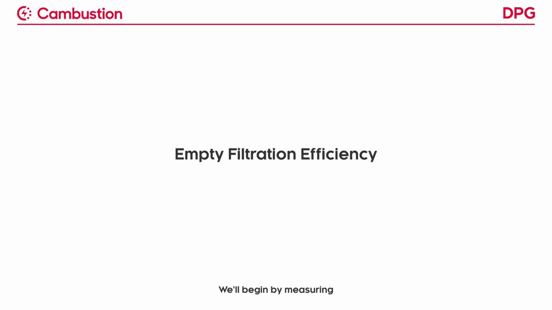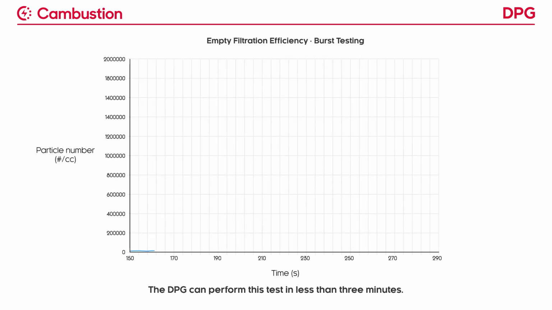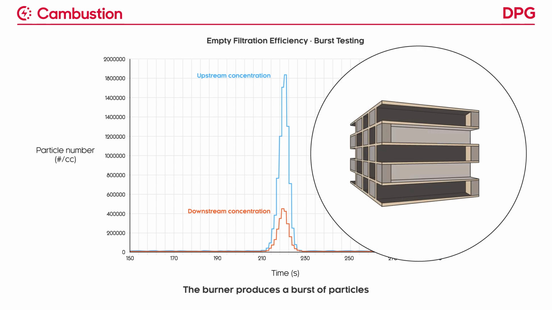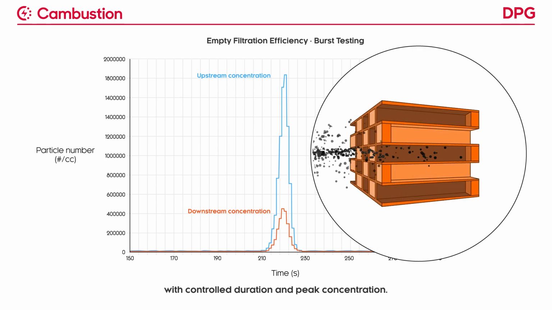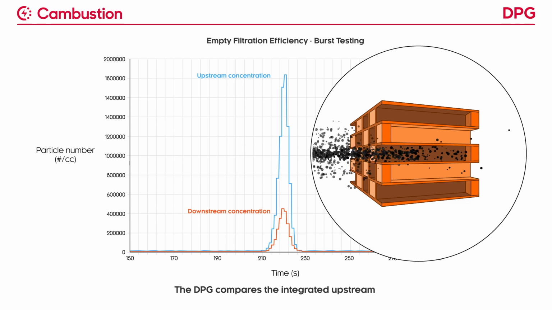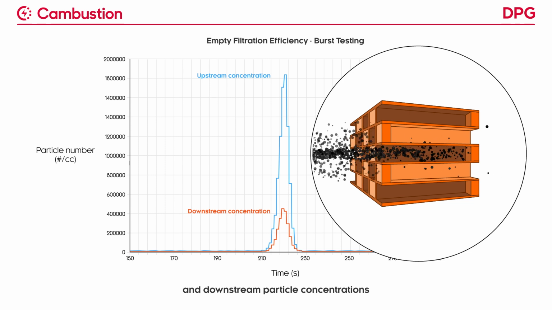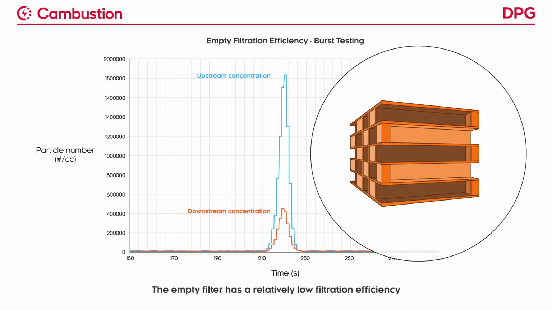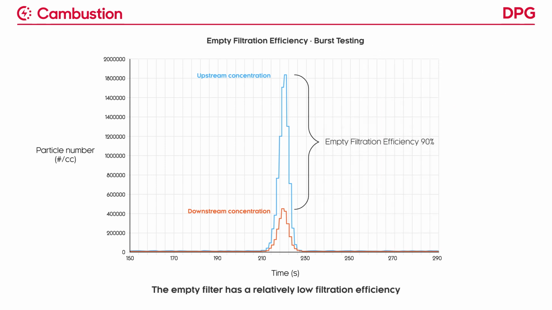We'll begin by measuring the empty filtration efficiency of a particulate filter. The DPG can perform this test in less than 3 minutes. The flow and temperatures within the filter are controlled. The burner produces a burst of particles with controlled duration and peak concentration. The DPG compares the integrated upstream and downstream particle concentrations to calculate the empty filtration efficiency. The empty filter has a relatively low filtration efficiency because the pores in the filter are much larger than the particles. In this example, the empty filtration efficiency is 90%.